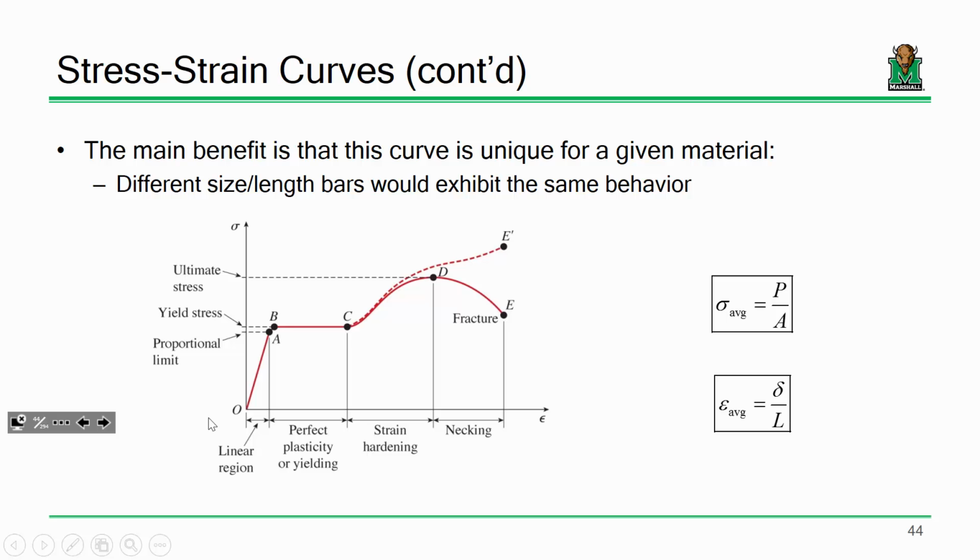In other words, if I had two different steel bars, assuming they were the same material, but they were different lengths, different areas, and we did the same test, we get the same result. Okay? All right. Sound good?